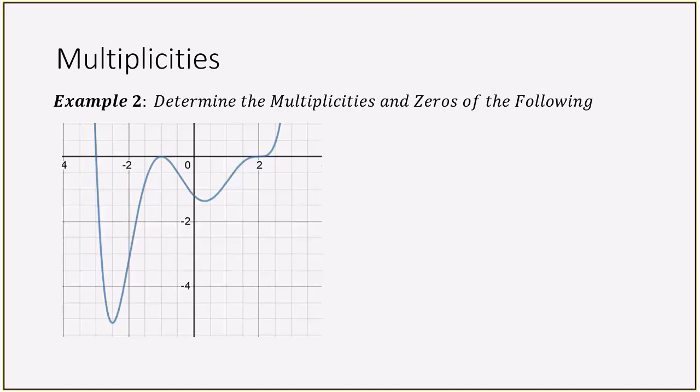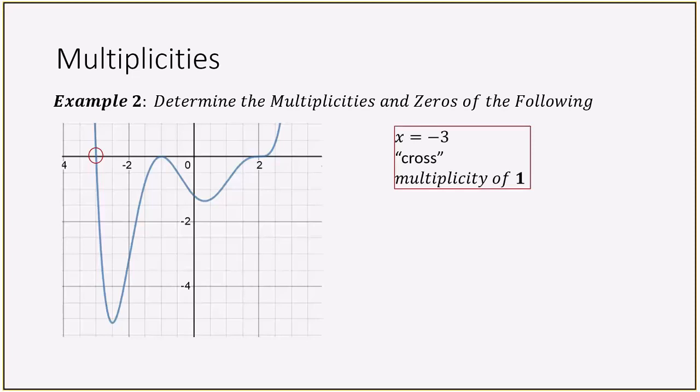Looking at this graph, I have x-intercepts of (-3, 0), (-1, 0), and (2, 0). So we're going to go intercept by intercept and describe what's happening at those spots. Let's start with (-3, 0). Well, that's just a straight line crossing through that x-intercept, crossing through the x-axis. So if it's crossing through, that means it will have a multiplicity of 1.